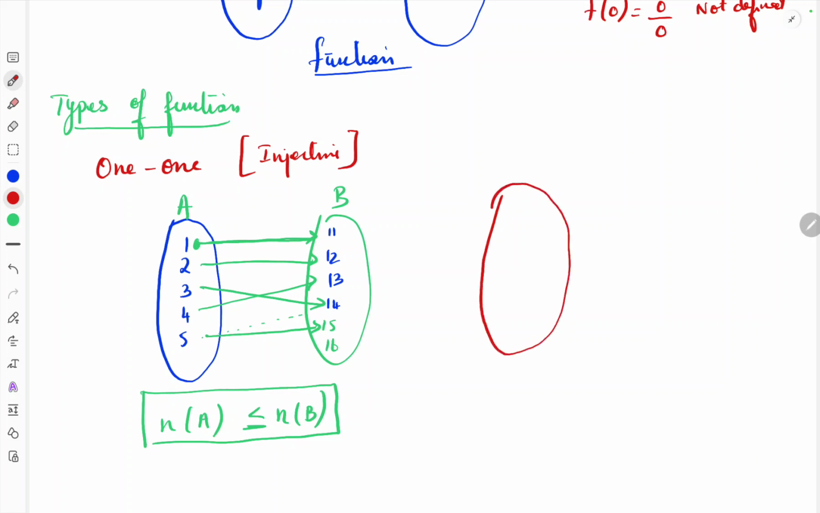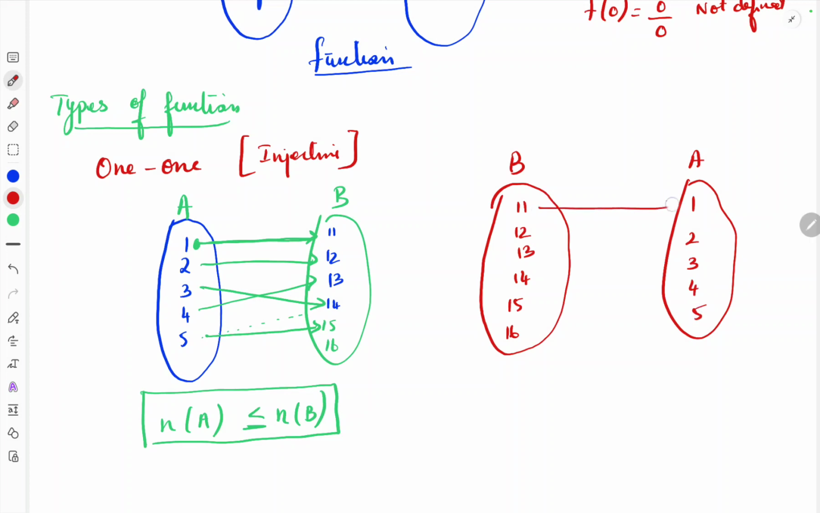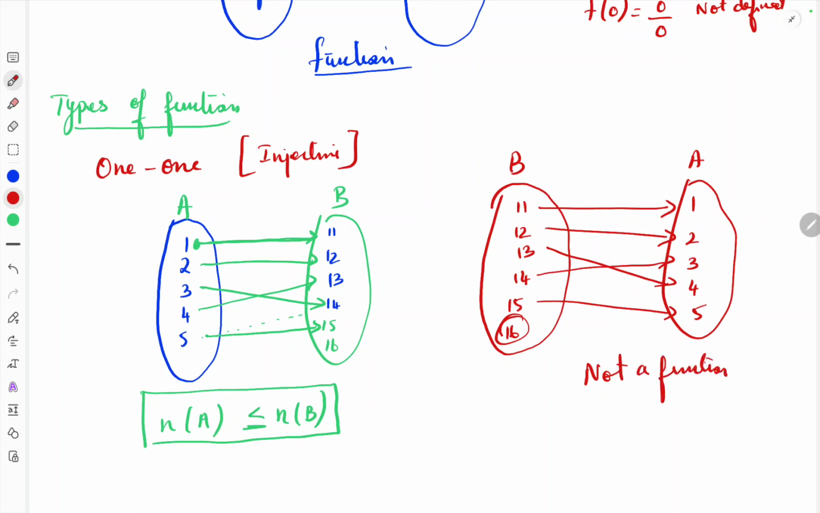Inverse is nothing but domain will change to codomain and codomain will change to domain. So set B will come here and set A will be here. So it will be 11, 12, 13, 14, 15, 16 here, and here 1, 2, 3, 4, 5. And 11 is mapped to 1, 12 is mapped to 2, and 13 is mapped to 4, and 14 is mapped to 3, and 15 is mapped to 5. And for this 16 there is no image, which means it is not a function. So from here, if it is just one-to-one, the inverse is not a function. This is f and this is f inverse.